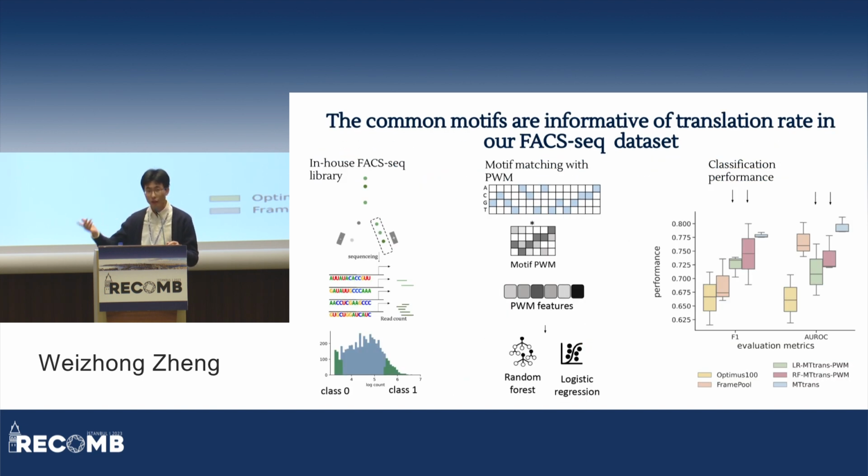And finally, we can use experiments to validate that these captured motifs are really biologically meaningful. So we designed a new FACS-seq dataset library, and from here, we only take the least translated and most translated sequences to formulate two classes. And then we use these explained motifs to train a simple random forest or logistic regression algorithm, which are quite simple machine learning methods. And it is a classification problem.